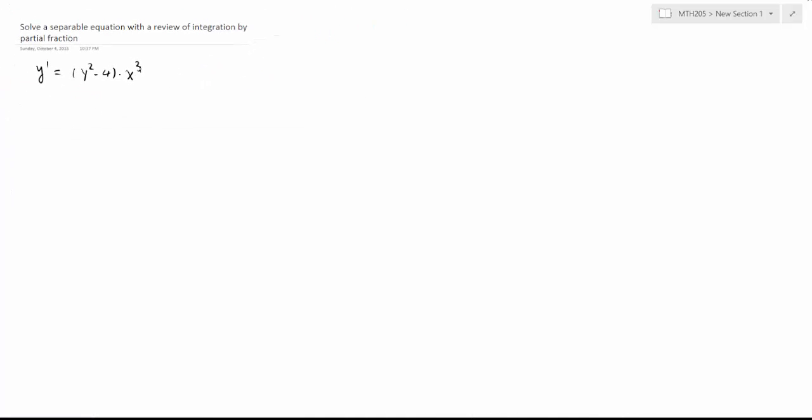We now solve a separable differential equation. y prime is equal to (y squared minus 4) times x cubed. A differential equation of first order is called a separable equation if we have this form: y prime is equal to a function of y multiplied by a function of x. And here we see clearly this equation is a separable equation.